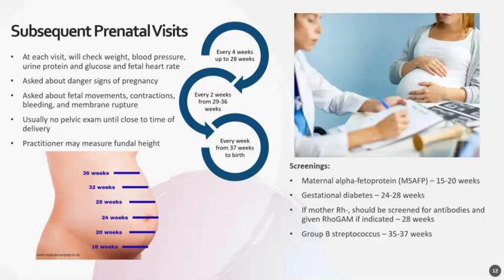At each visit, weight, blood pressure, urine protein and glucose, and then fetal heart rate checks are done. The woman is asked about any of the dangerous signs of pregnancy at each of the visits. She'll also be asked about fetal movement, contractions, bleeding, and then membrane rupture. Usually the pelvic exam is not repeated until closer to the time of delivery.